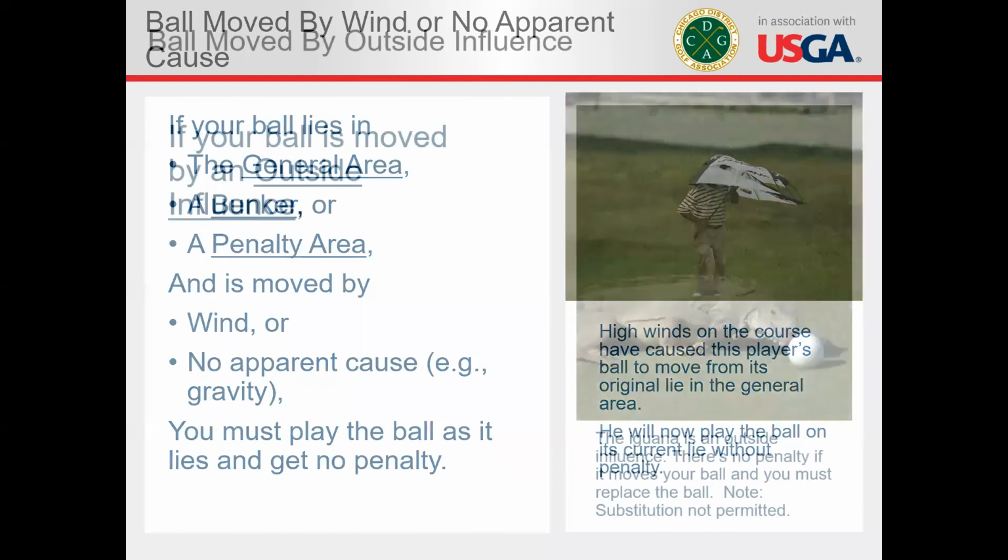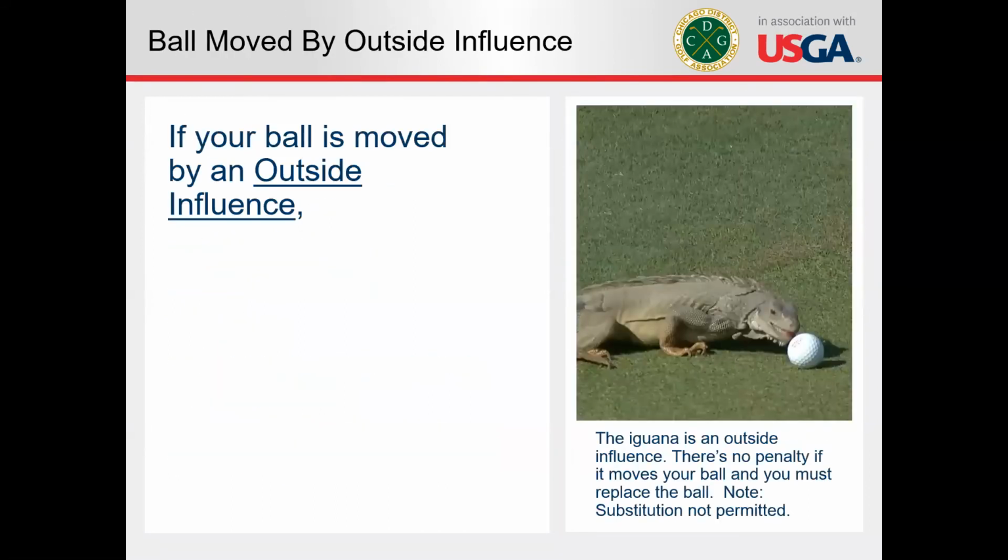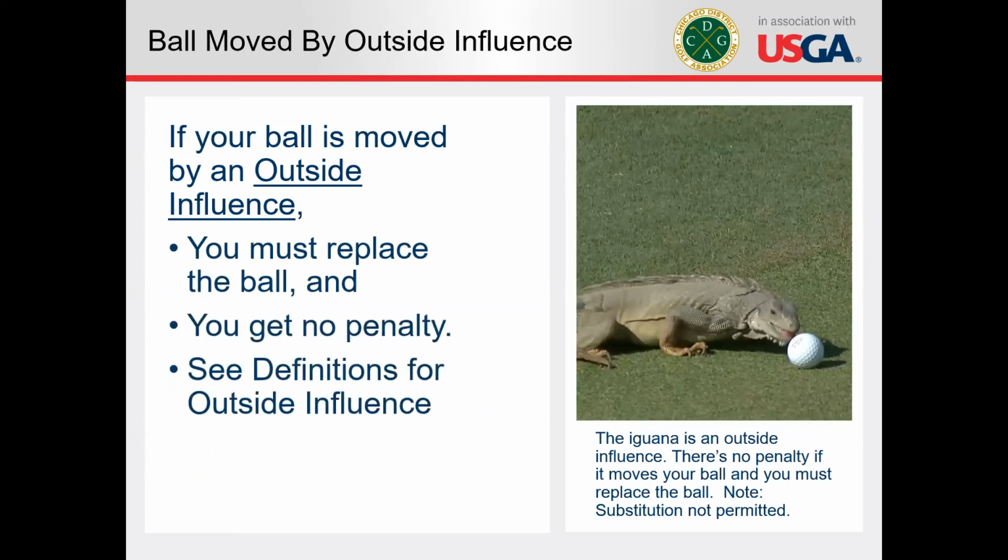Ball moved by an outside influence. If your ball is moved by an outside influence, you must replace the ball and you get no penalty. In the definition section of the rule book, you can look up outside influences. In this picture on the right, there's an iguana, which is an outside influence. There's no penalty if it moves the ball. You must replace it. And again, when you're replacing a ball in this situation, you may not substitute another ball.